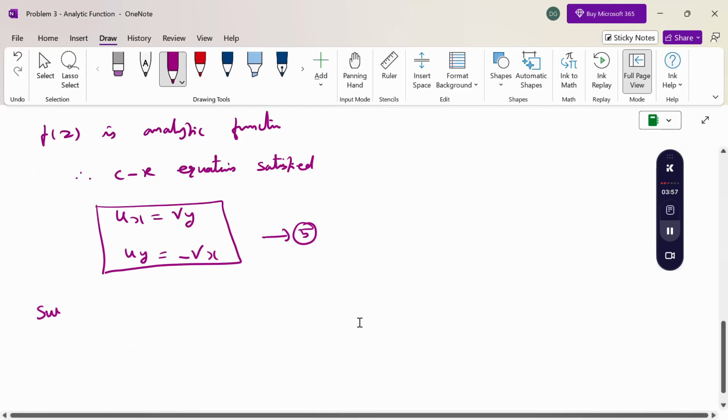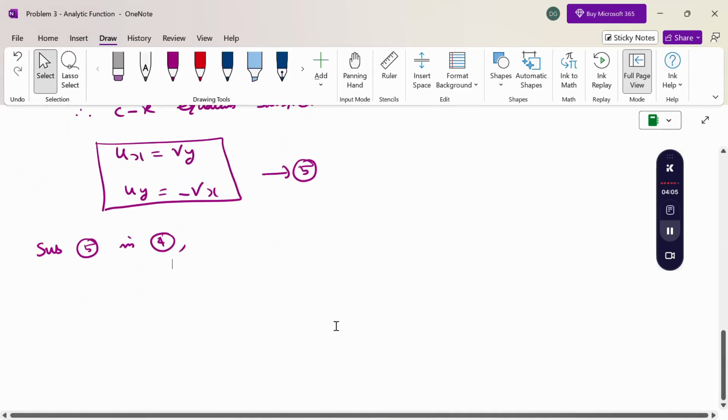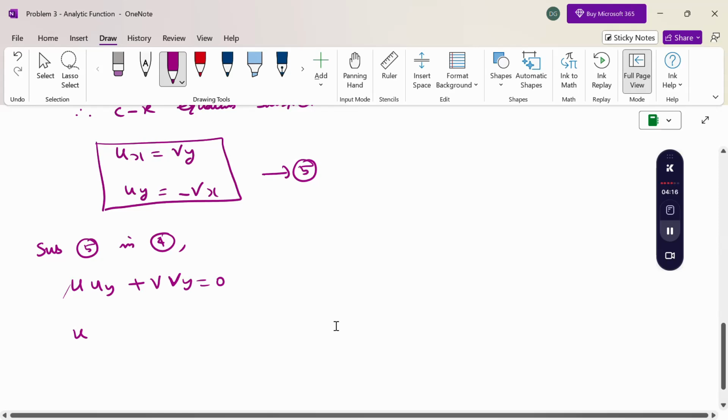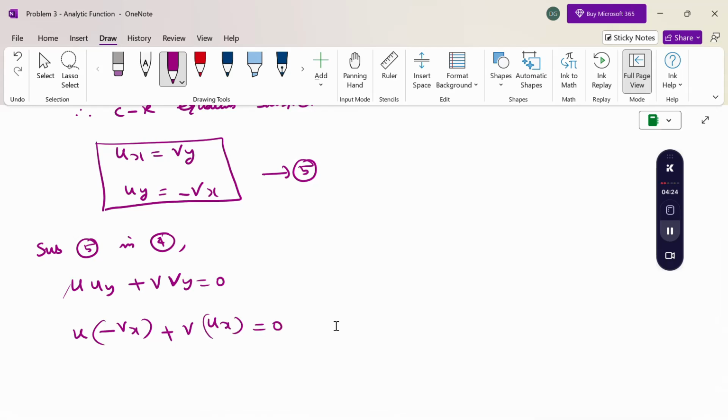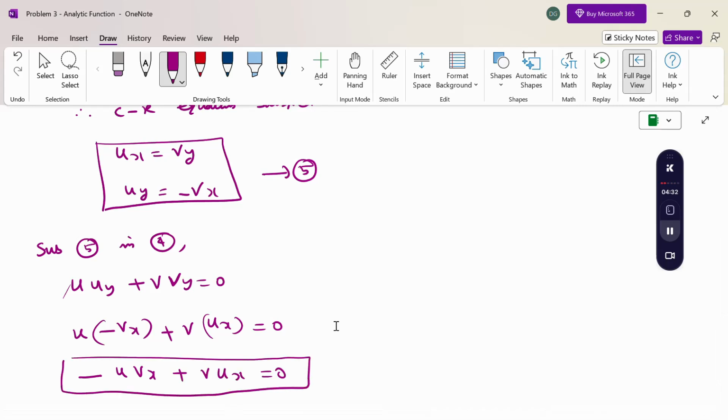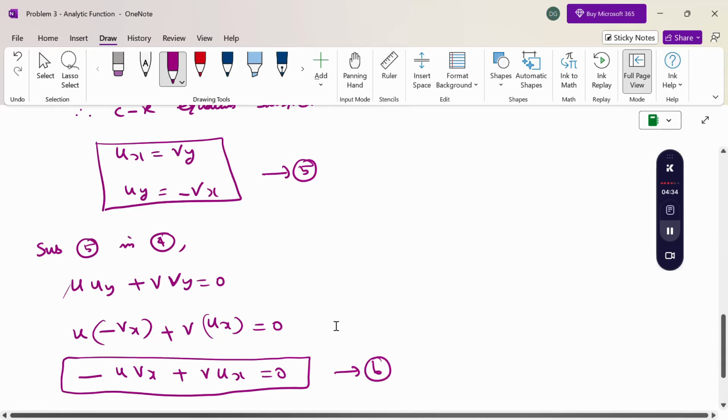Substitute equation 5 in equation number 4. Equation 4 is u uy plus v vy equals 0. Now u into uy is minus vx, plus v into vy is ux, equal to 0. Now minus u vx plus v ux equals 0. Consider this equation number 6.